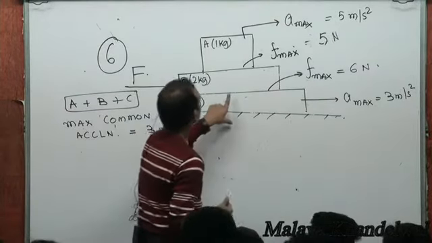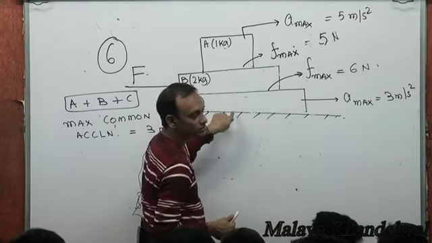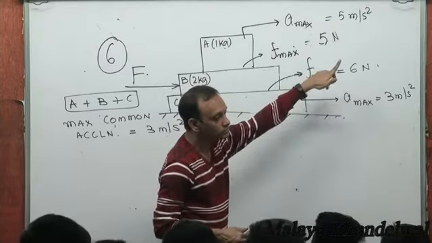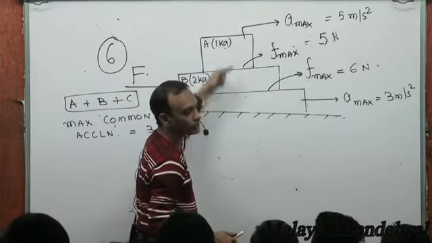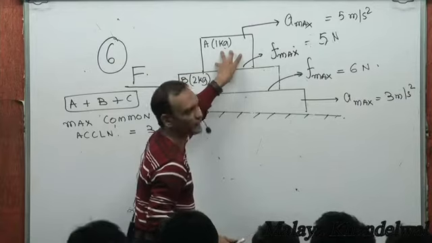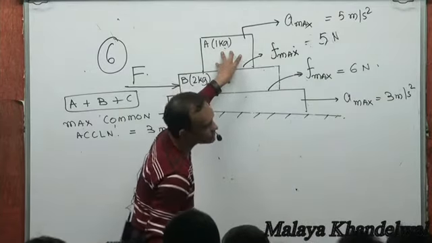Oh, see, what's the normal reaction between B and C? 30 newtons, isn't it? So 30 into 0.2. Do you understand why the normal reaction between B and C is 30 newtons? 3 kgs, 30 newtons is balanced by the normal reaction that C exerts on B and A together, which is an upward force balancing the 3 kg weight, right?